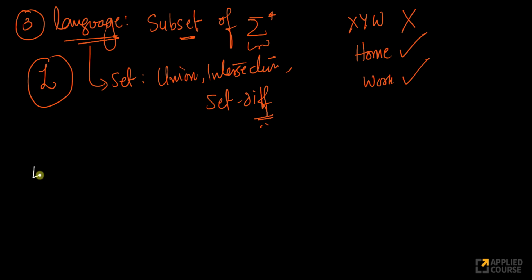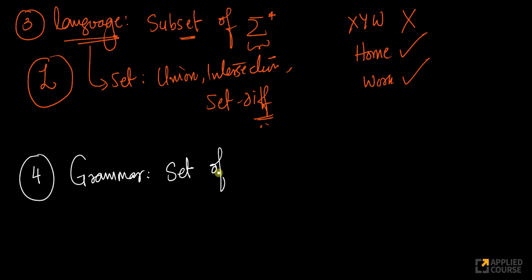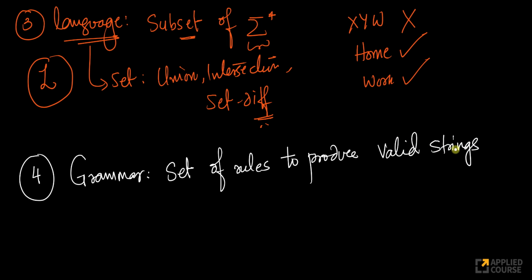Now, just for completeness' sake, what is a grammar? What does English grammar tell us? Think about it from the perspective of English. There are a bunch of strings or words which are valid in English. Now, what does grammar tell us? Grammar is a set of rules to produce valid strings, to produce valid strings in a formal language, obviously.